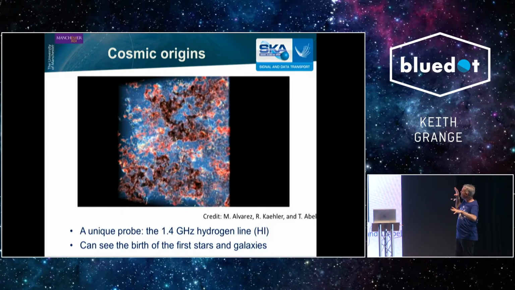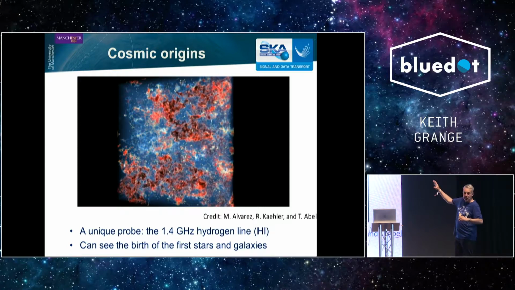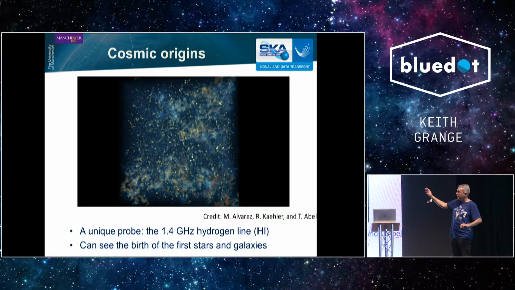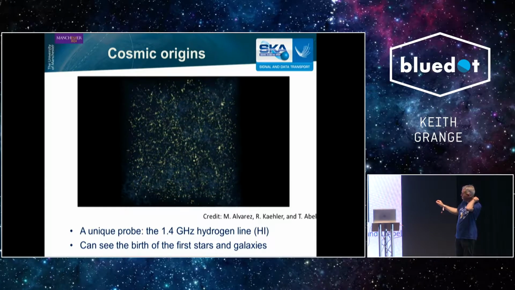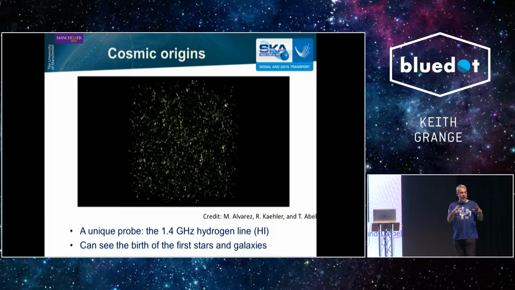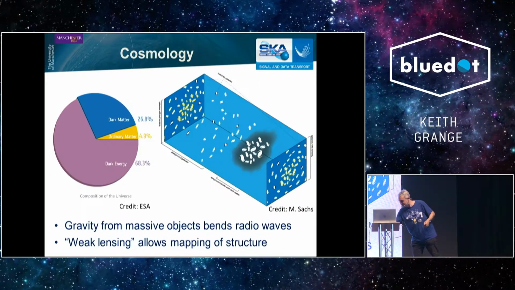And so one of the only ways that we're going to be able to actually study these very, very first stars is by looking at a unique probe called the 1.4 gigahertz hydrogen line. It's a way of actually studying this neutral hydrogen directly in the radio wave band. And so with this, we're going to be able to look at the very, very, very first objects in the universe being born. Incredibly exciting stuff.